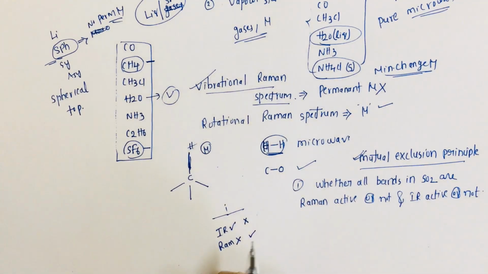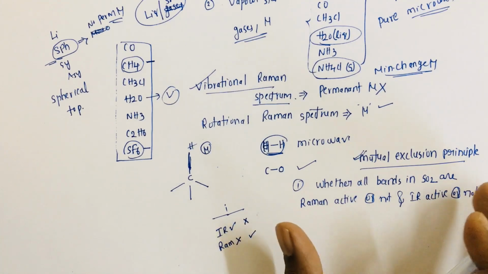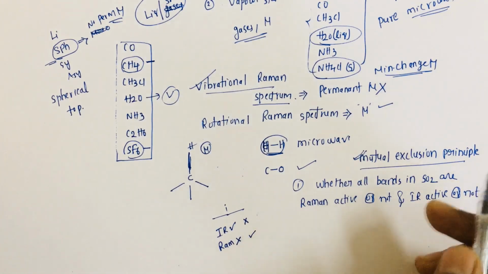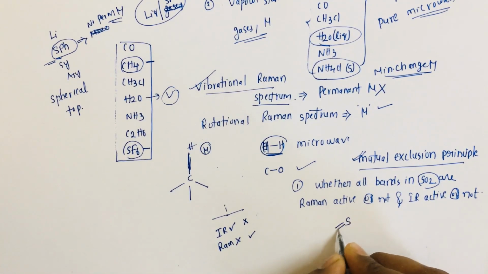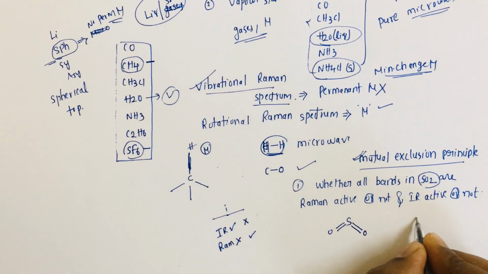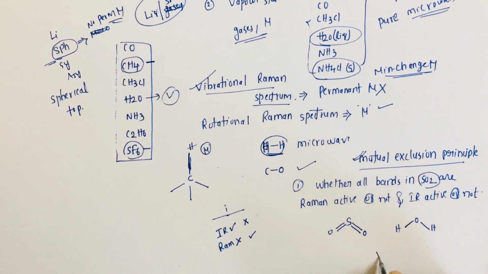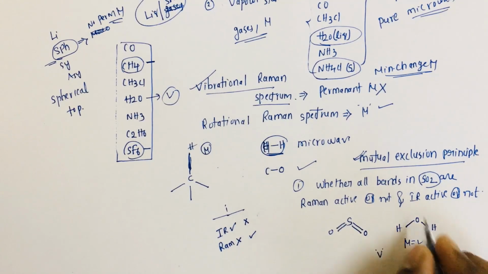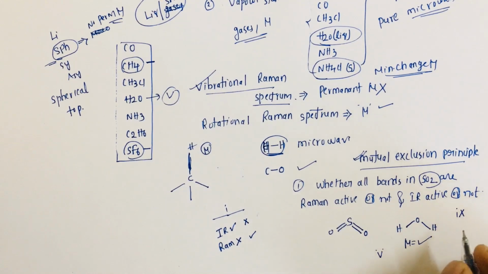And now we'll talk about SO2. If you want to answer this question, the main thing you need to know is the shape of this compound. Okay, the shape of SO2 is just like water molecule. This will be like this. So compounds which have a V shape will have a permanent dipole moment. And compounds which do not have a center of inversion will be active in IR spectroscopy as well as Raman spectroscopy.